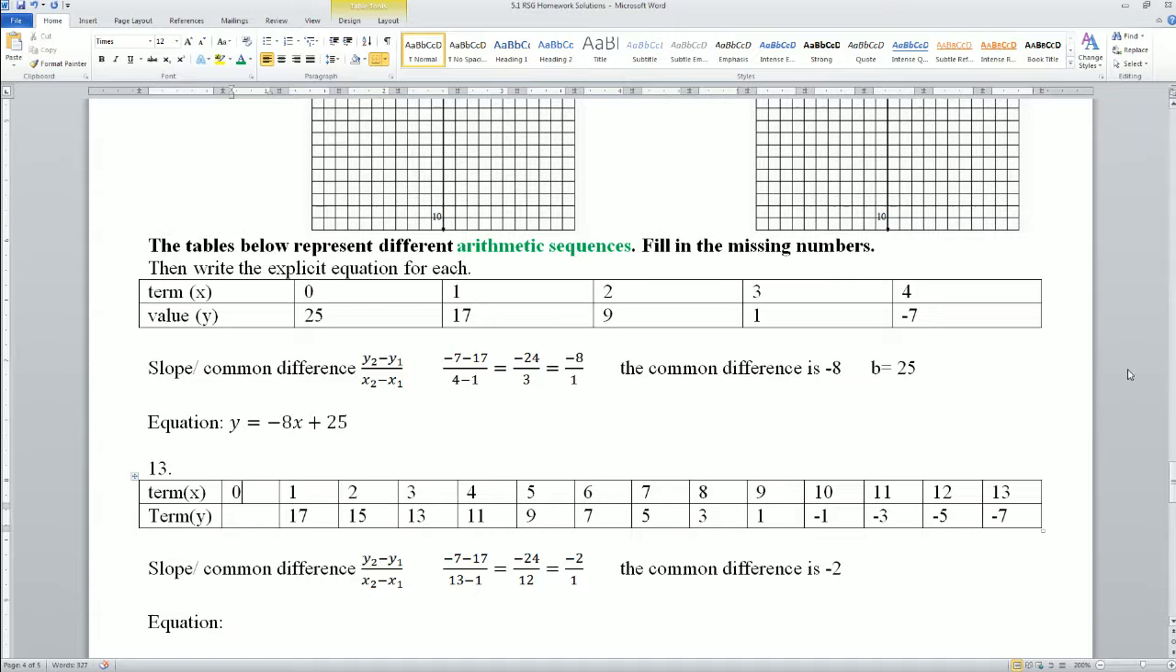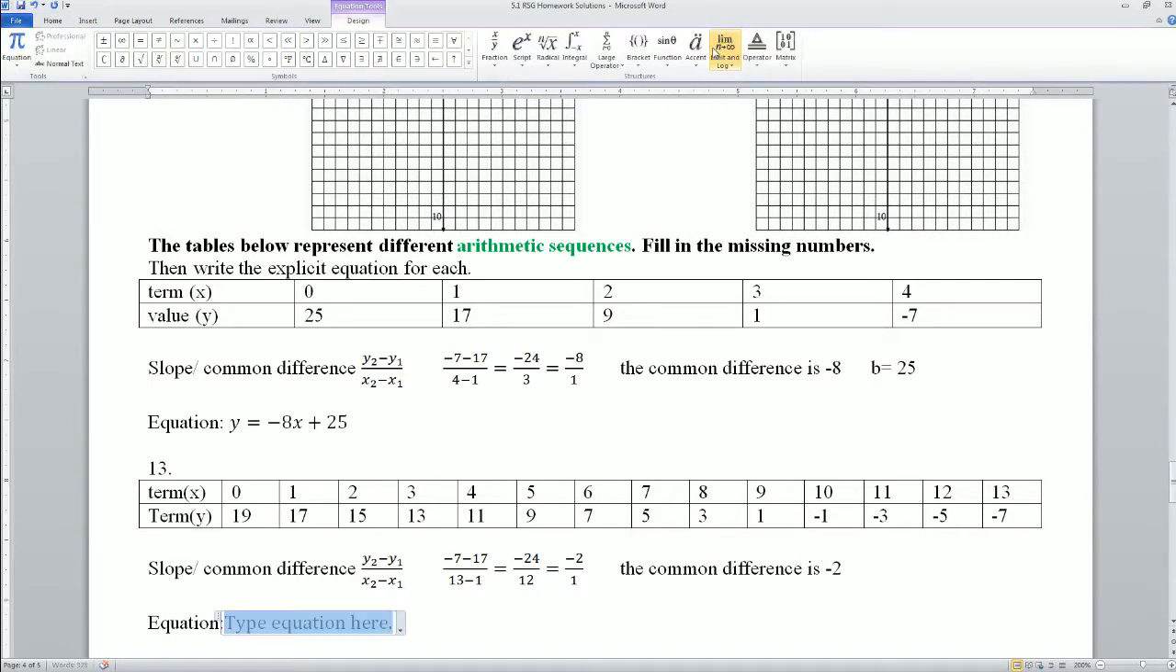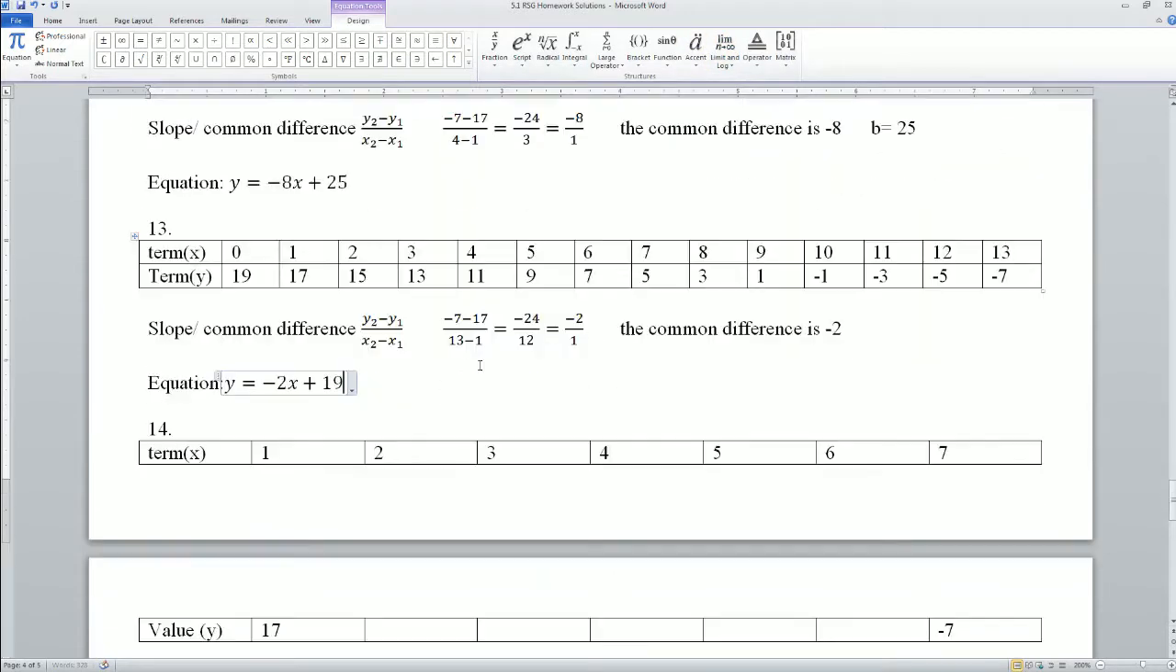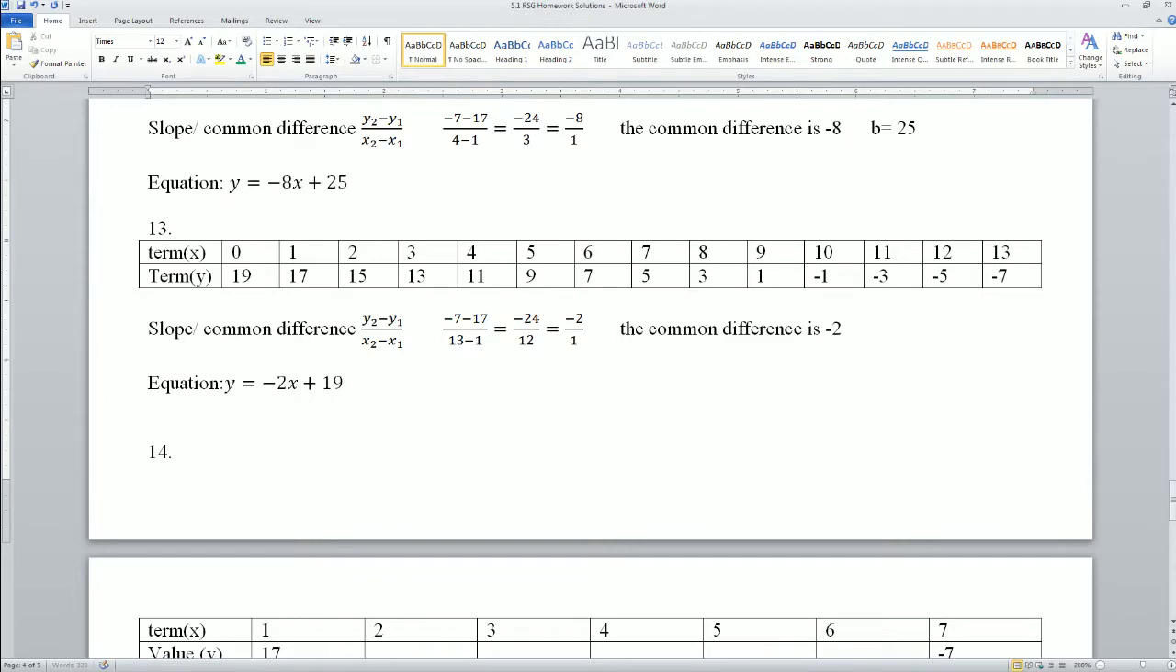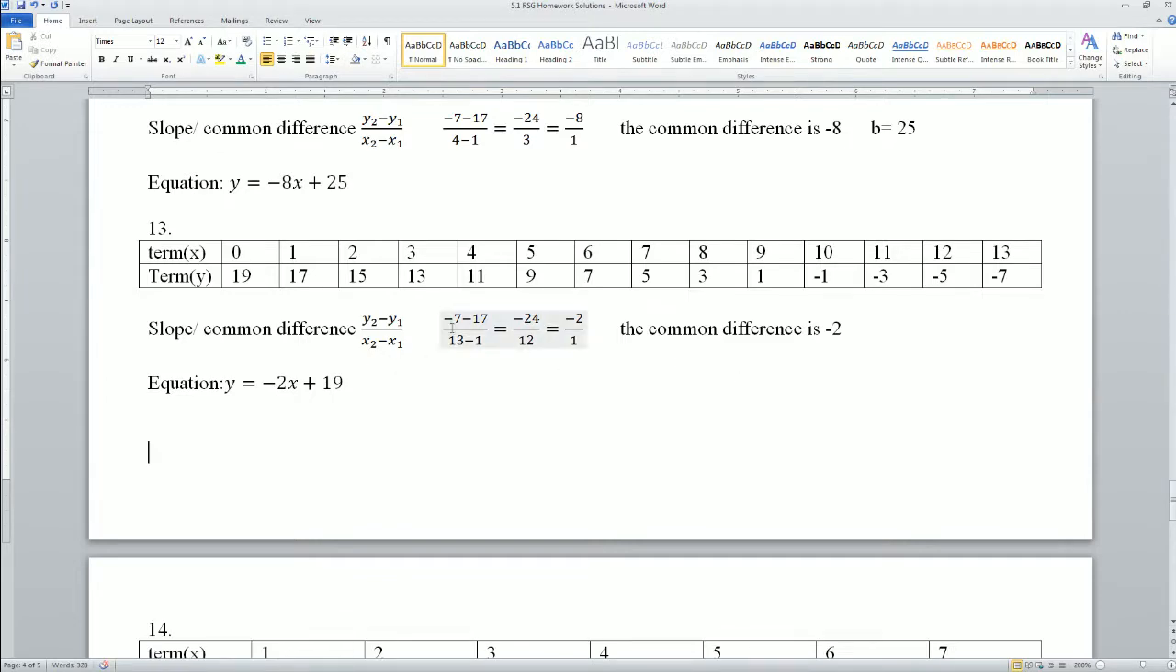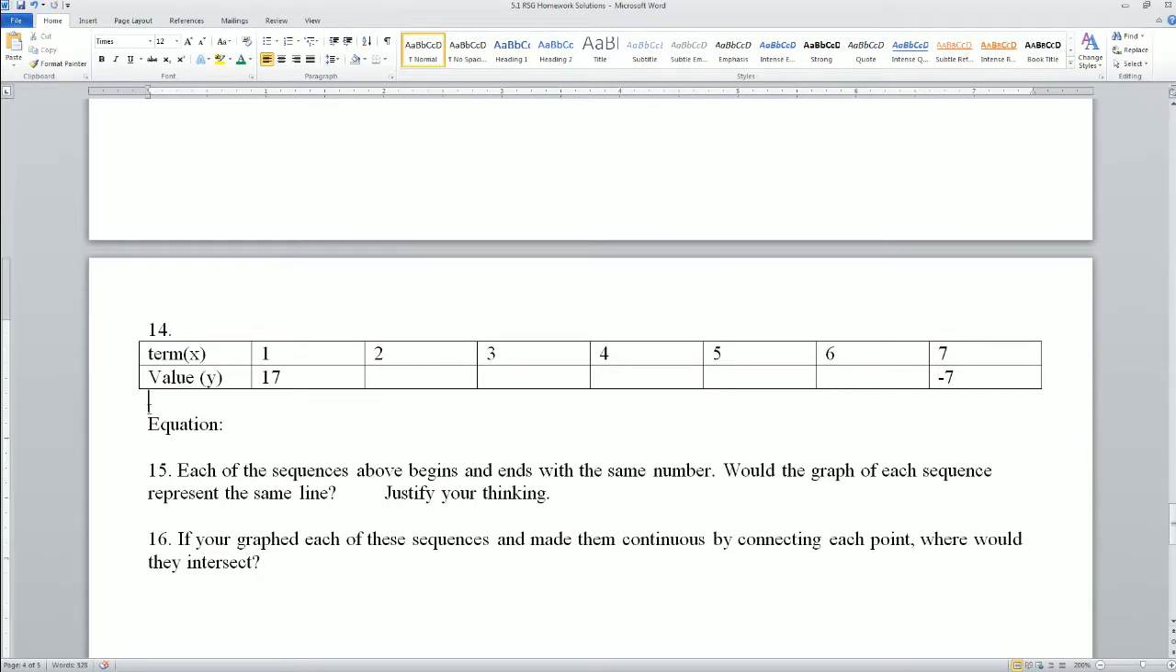Here we have to find the y-intercept, so we have to look at the 0 value. To go forward, it's a negative 2. To go backwards, you add 2. So this becomes 19. So your equation for this one would be y equals negative 2x plus 19. Alright, 14's down here. Let's just do that.